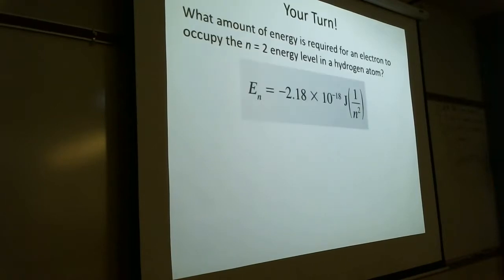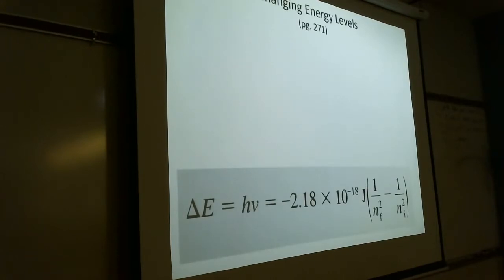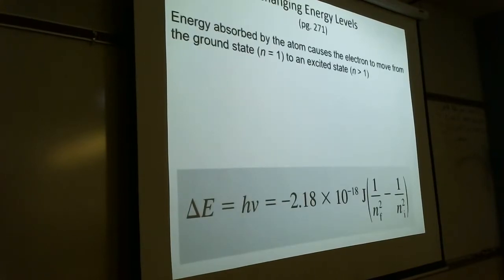So this time we're dividing by 4. And again, that negative is part of the equation, okay? That's energy we have to apply to get to the second energy level, right? Do we agree? Now, here's an equation for changing energy levels. If I want to go from n equals 1 to say n equals 3, that's energy I've got to put in, right?